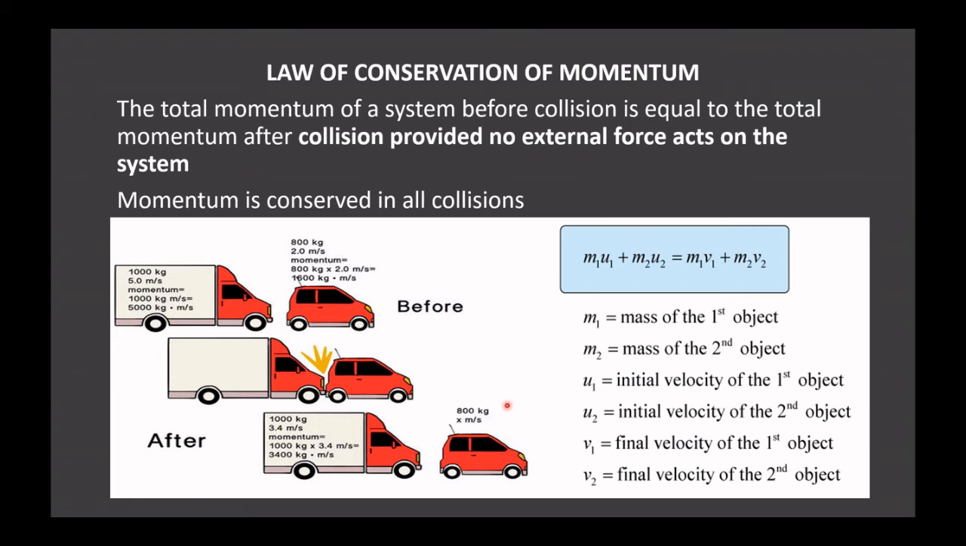When you apply the law of conservation of momentum for this impact, m1u1 plus m2u2, that's the total momentum before collision, is equal to m1v1 plus m2v2, the total momentum after collision. You will be able to find out the velocity of the car after impact. Here m1 is the mass of the first object, m2 is the mass of the second object, u1 is the initial velocity of the first object, u2 the initial velocity of the second object, v1 is the final velocity of the first object and v2 is the final velocity of the second object. So by substituting all this data, you will be able to find the unknown quantity.